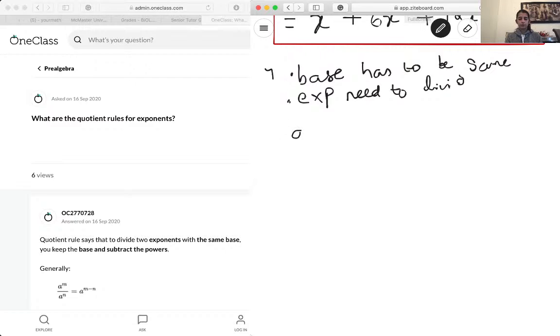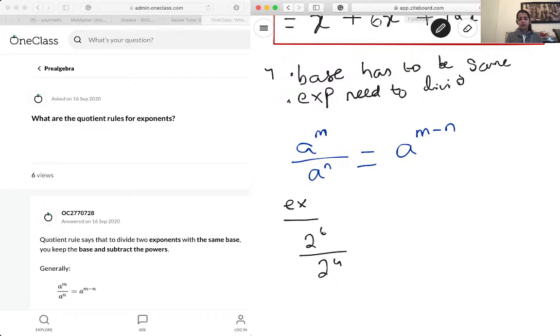So if a raised to the power m is being divided by a raised to the power n, we can also write this as a to the power of m minus n. Okay? So maybe we can do an example. 2 to the power 6 over 2 to the power 4 can be 2 to the power 6 minus 4, which is 2 to the power 2.